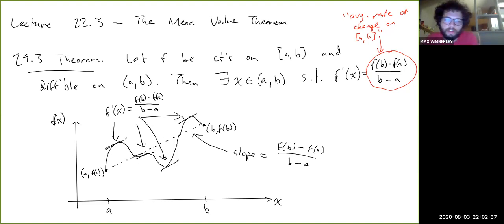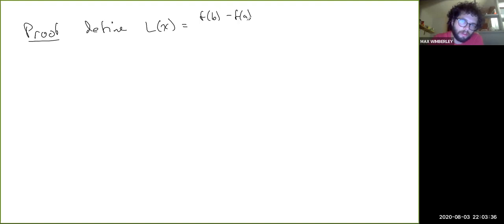Okay, so the idea is we want to subtract a constant from the derivative of f. Namely, we want to subtract this constant, f of b minus f of a over b minus a, so that we just need to find a place where the shifted version of the derivative equals 0, right? But subtracting a constant from the derivative is the same thing as subtracting a linear function from the overall function. So what we're going to do in the proof is define L of x to be f of b minus f of a over b minus a times x.